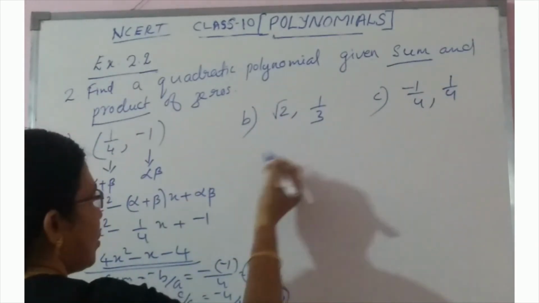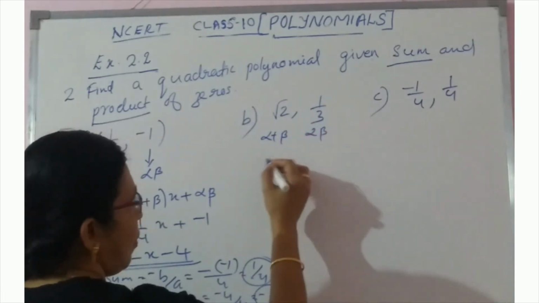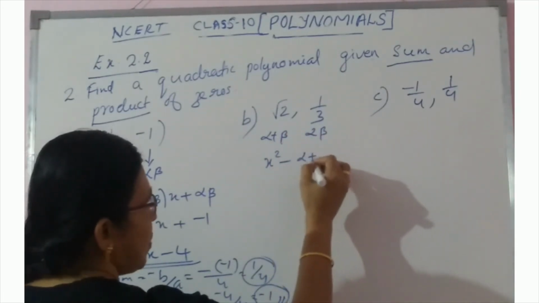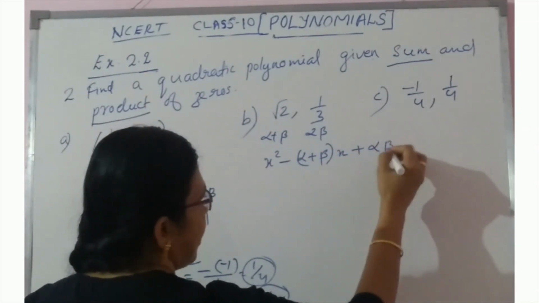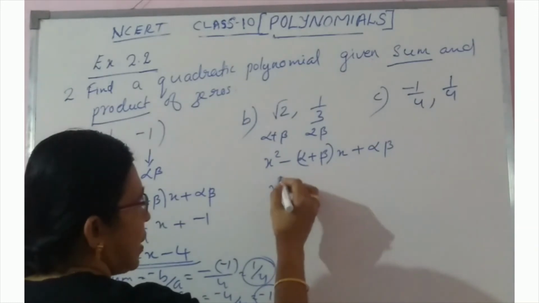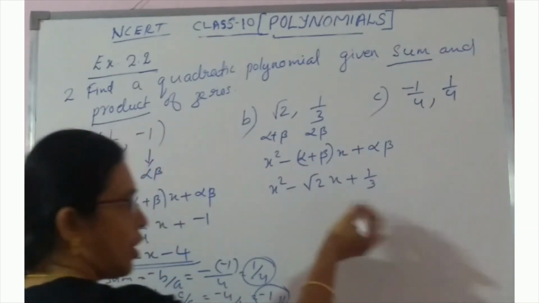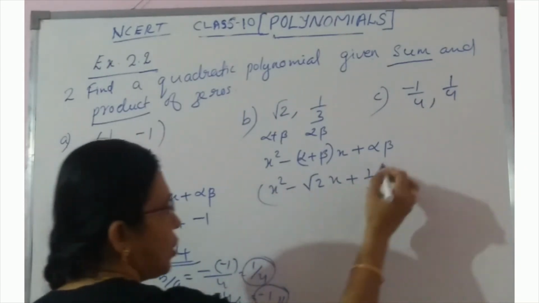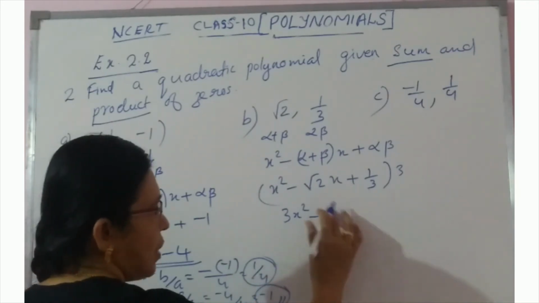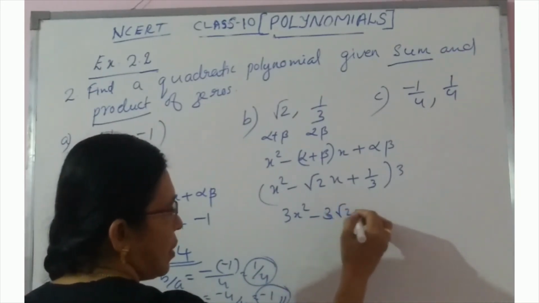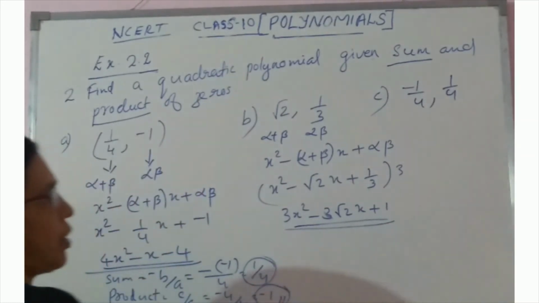So we can go to the second question. Same, this is alpha plus beta and this one is alpha beta. Formula is x square minus alpha plus beta. Compulsory you have to learn the formula and apply the formula alpha beta. So x square minus alpha plus beta root 2 x plus alpha beta is 1 by 3. Here also we have to do the same, multiply throughout by 3, so that this 3 will eliminate from here. So 3x square minus 3 root 2 x plus 1. So this is the quadratic polynomial.